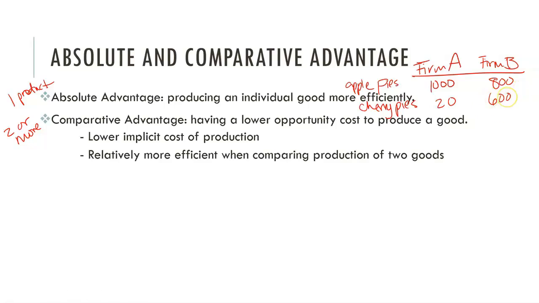They can specialize, maybe corner the market on each type of pie. Okay, so firm B is relatively more efficient than firm A. Firm B also has an absolute advantage in cherry pie. You can ignore these numbers for now. We'll go over an actual calculatable example. So comparative advantage is the basis for trade.